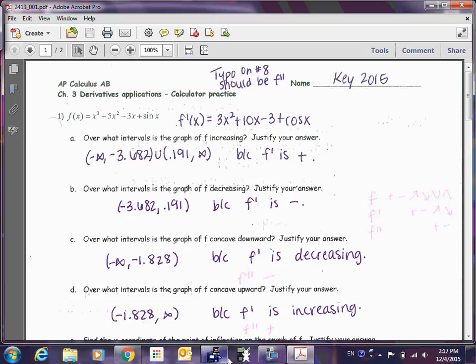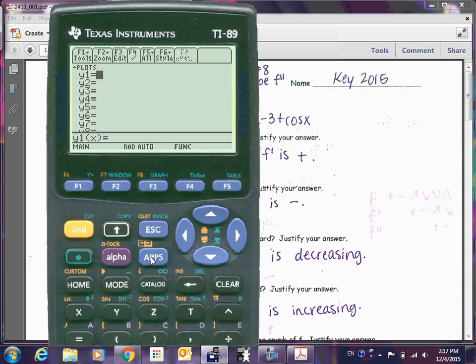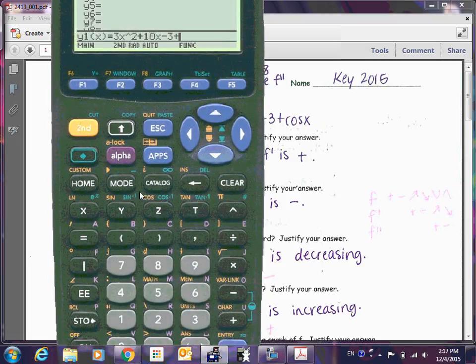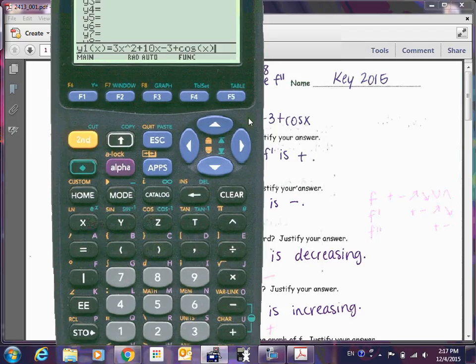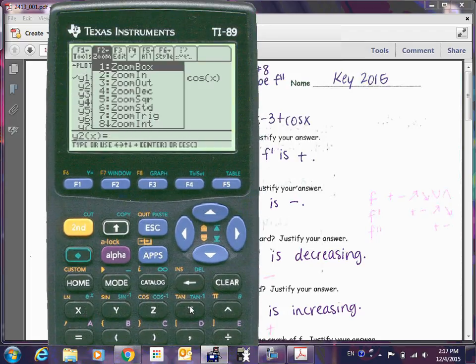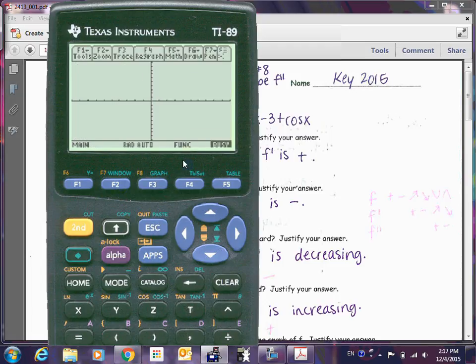Okay, but if we already have our calculator, what we really can do instead is go ahead and type in the derivative. So 3x squared plus 10x minus 3, and then plus cosine x. Now if you just did a standard zoom, like F2, zoom 6, that might not be a bad way to start this.